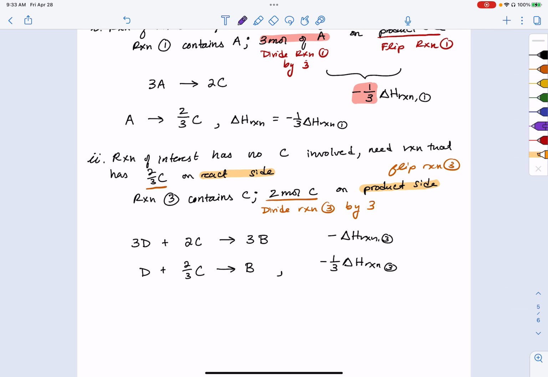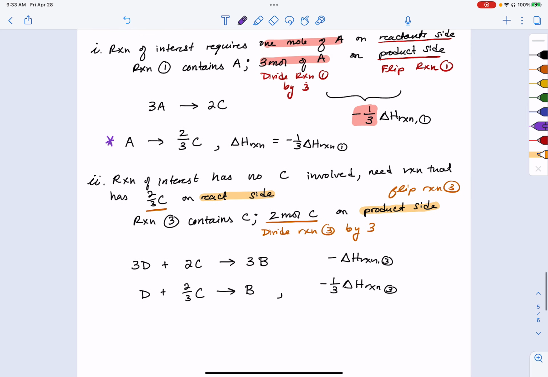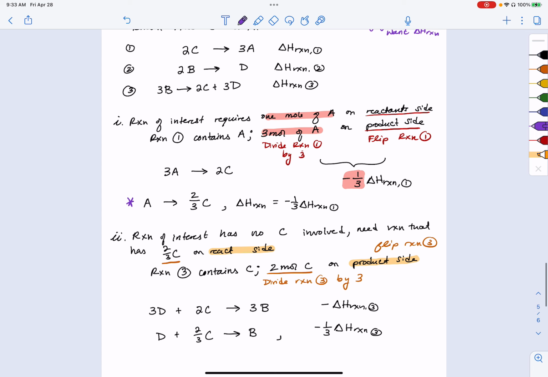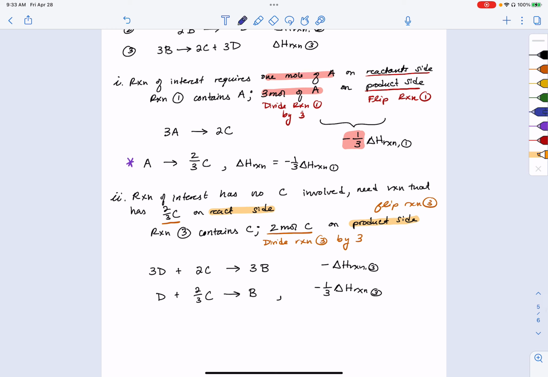So far I have this available to try to build my reaction because I've got A, and I have now gotten rid of my C's, which is good because C is not involved here. Okay, so far I've got A going to B when it reacts with 1D.